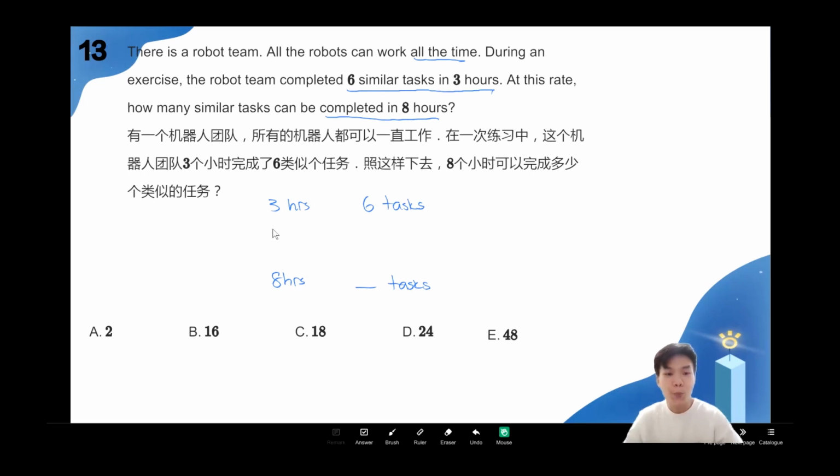First, we can calculate in 1 hour how many tasks are completed. We divide by 3. We get, in 1 hour, 2 tasks are completed. And then in 8 hours, we simply times 8. 1 times 8 equals 8 hours. 2 tasks times 8, we get 16 tasks. Therefore, it can complete 16 tasks in 8 hours. The answer is B.